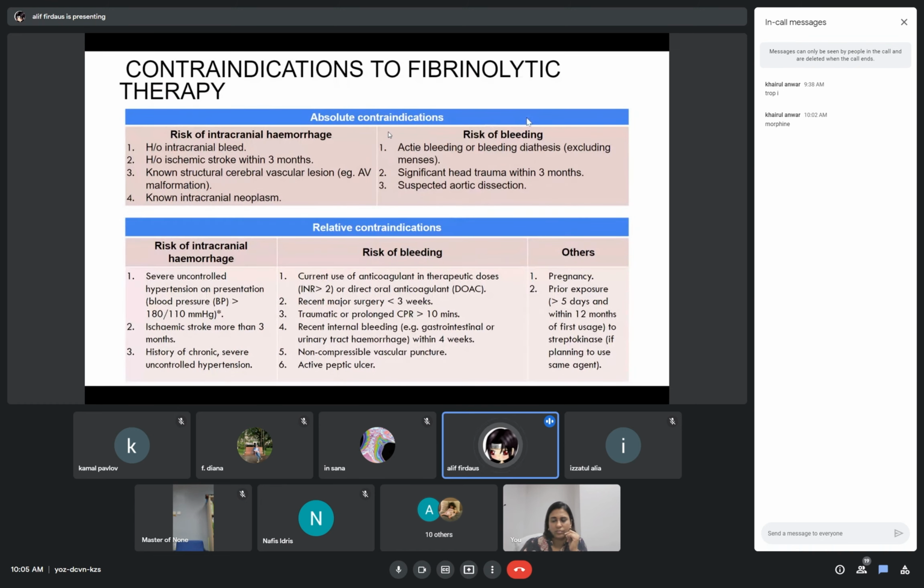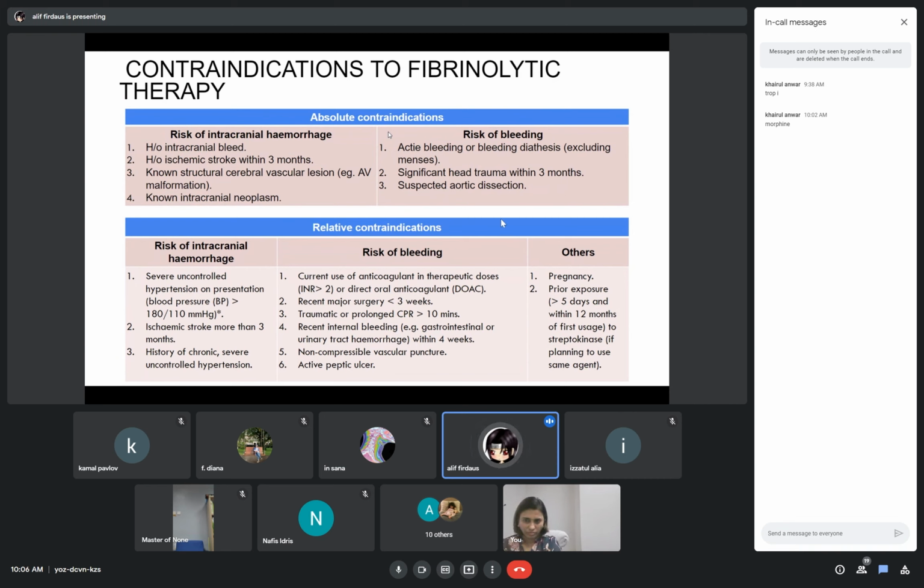So what are the contraindications to fibrinolytic therapy? Most of the contraindication is related to bleeding. So the absolute contraindication is if the patient has risk of intracranial hemorrhage, the patient had history of intracranial bleed, had ischemic stroke within 3 months, had non-structural cerebral vascular lesion or had non-intracranial neoplasm, or if the patient had increased risk of bleeding, had active bleeding, significant head trauma within 3 months, or the patient had suspected aortic dissection.